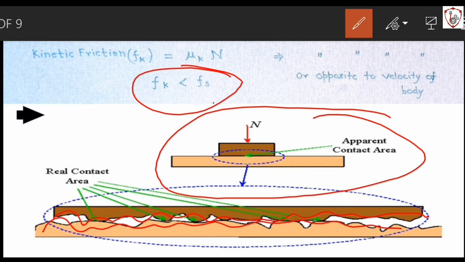Did you get it? You don't have to apply much logic here, but the simple thing is that they hold each other when they are lying on the surface. The cold welding concept comes in, the bond, the holding force. That is the reason why the static friction is more than the kinetic friction.